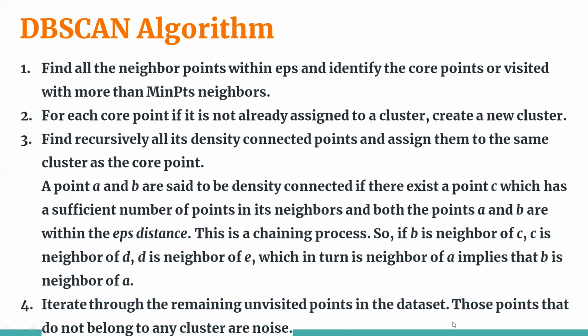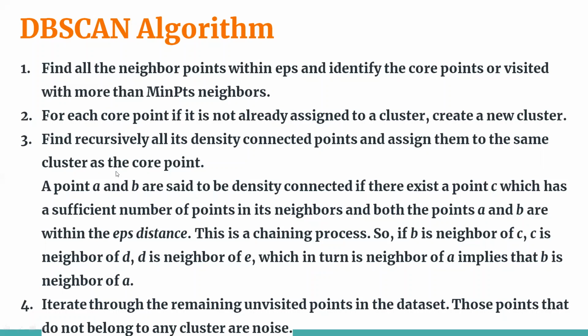Let us suppose you are saying that A and B are both density connected to each other. See, what happens? You say that A and B are density connected to each other if there exists a path through a point C which has a sufficient number of neighbors, so that A and B are within an epsilon radius. Then only you can call these two density connected.